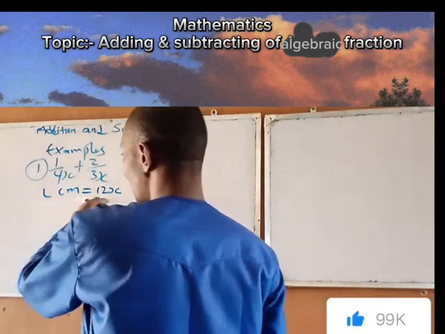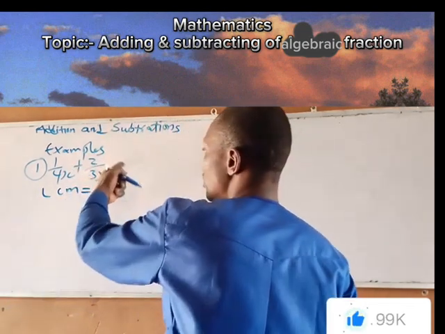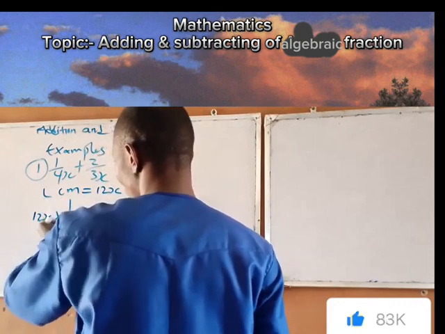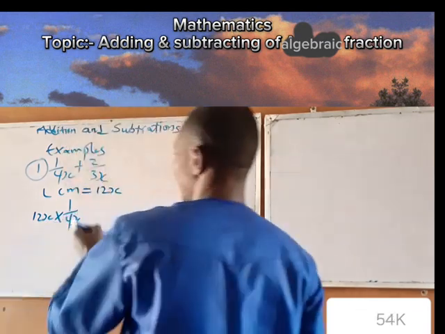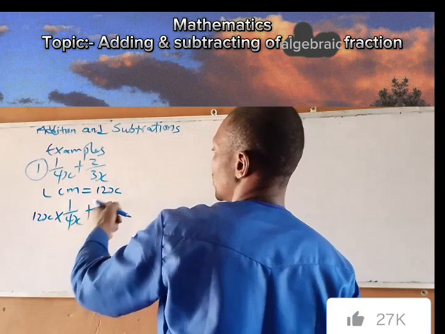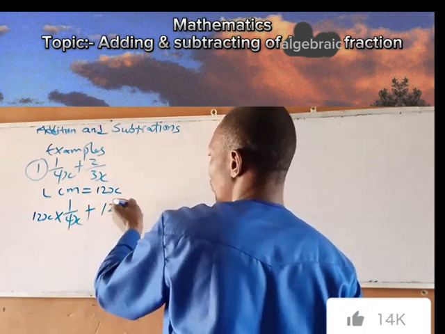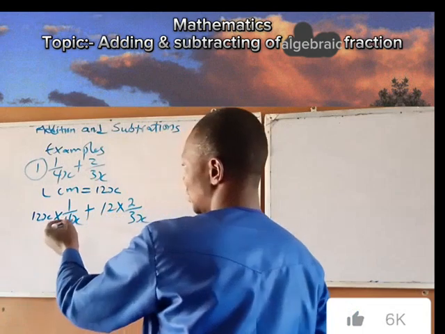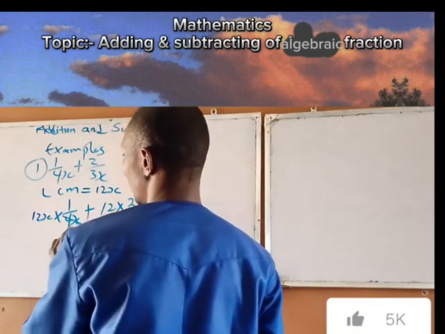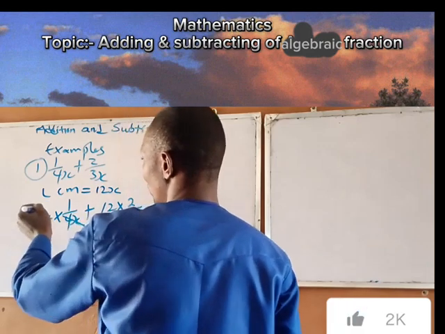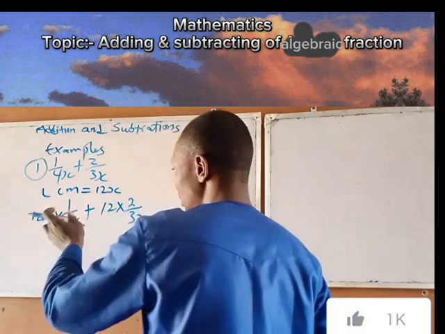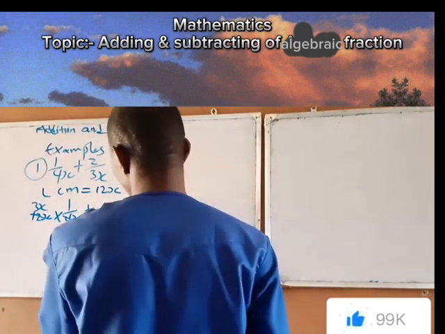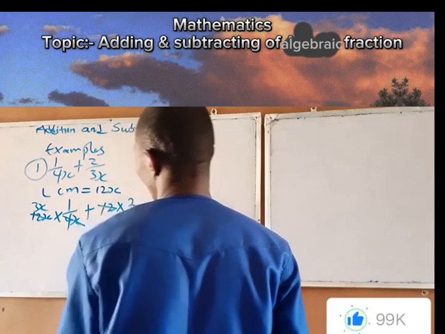So let's continue. The LCM you have here, use the LCM to multiply each term. We have 12x multiplied by the first term, which is 1 all over 4x. Then this sign of plus, and the second term, 12x multiplied by 2 over 3x. Now look at it mathematically. This 4x cancels itself. How many 4x do we have here? We have 3x. Then at this side also the same thing.